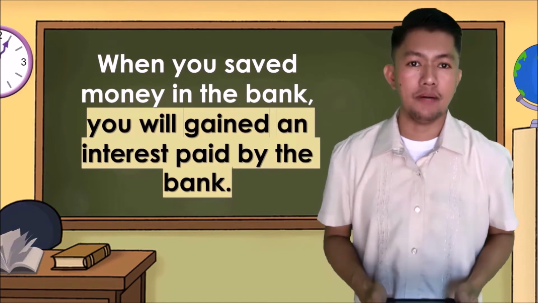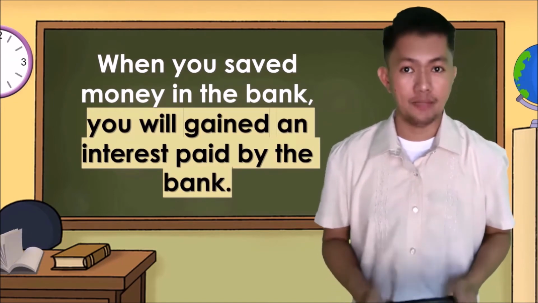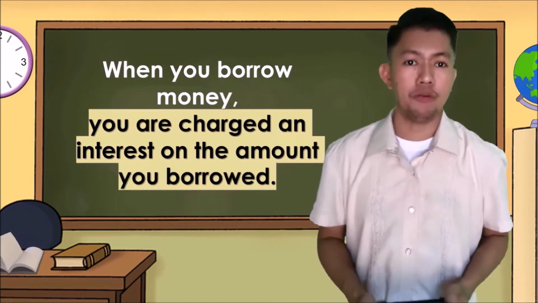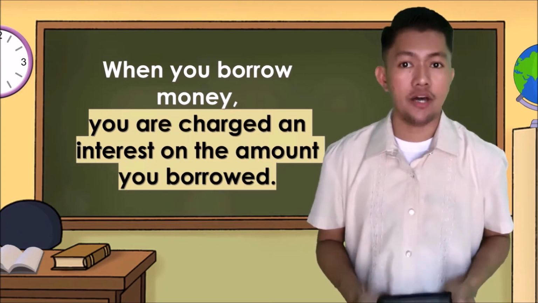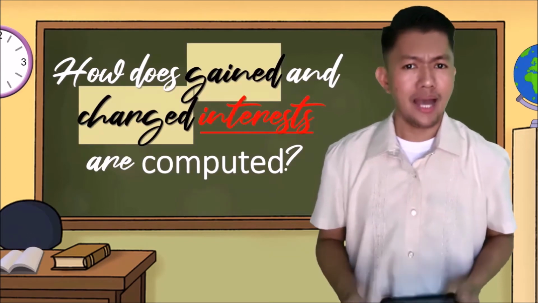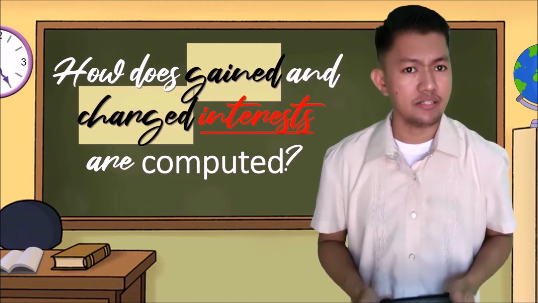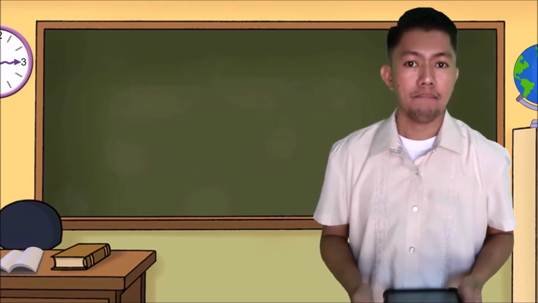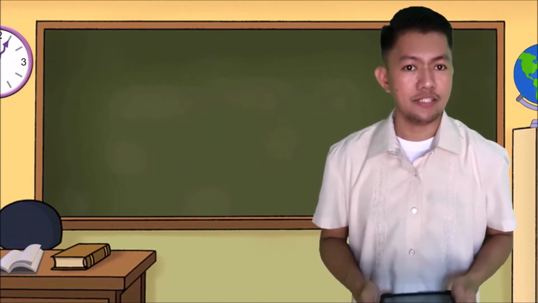When you save money to the bank, you will gain an interest paid by the bank. On the other hand, when you borrow money, you are charged an interest on the amount you borrowed. But how are gained interest and charged interest computed? Before we move on, let us define first the following terms.